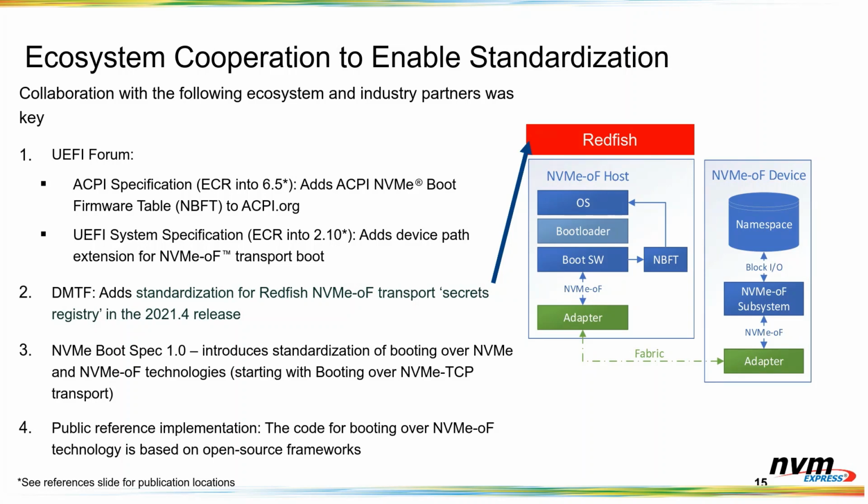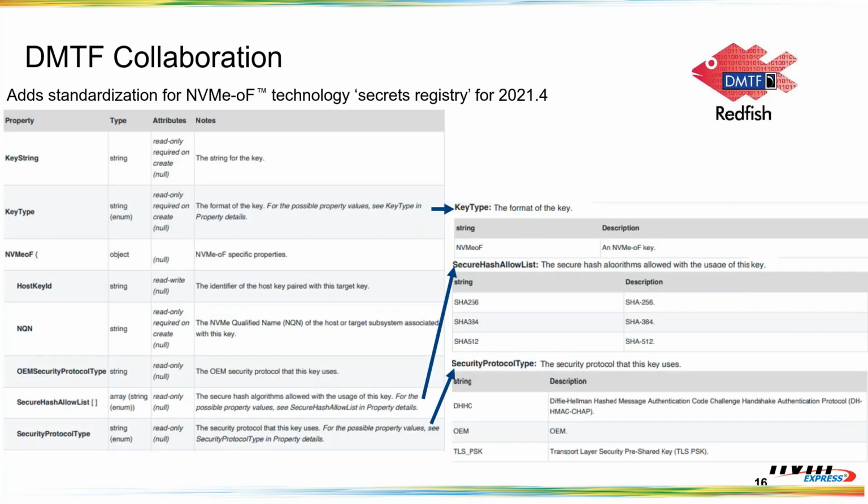Next, in order to facilitate the exchange of secrets and credentials for common NVMe over Fabrics connections that are utilized by both pre-OS boot and the OS, the existing Redfish Secrets Registry was extended to support NVMe over Fabrics authentication and transport security credentials, as we'll see on the next slide. What we needed was a place to share secrets between the pre-OS and OS environments. And so we added standardization for NVMe over Fabrics in DMTF's Redfish release 2021.4.